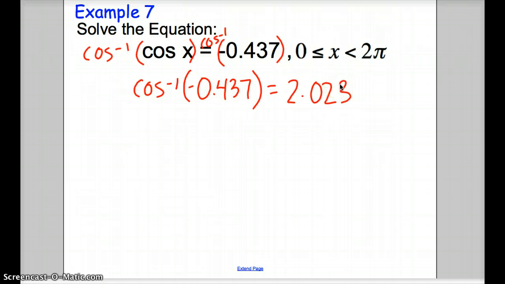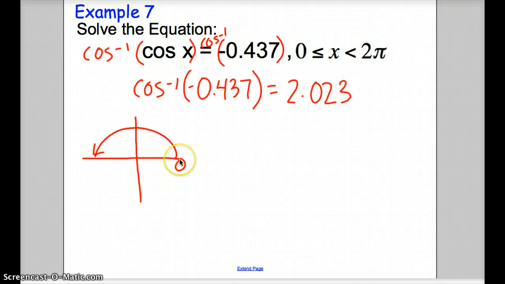I have one of the solutions, but we want to remember that the inverse will give answers only in its range. And cosine inverse has a range of 0 to pi. So we have to remember those important facts from chapter 4. Since the range is from 0 to pi, I have been given this answer of 2.02, and that happens to fall somewhere right in here. That is the first solution. I know it falls there because pi is 3.14, and half of pi is about 1.7. So I know that this falls approximately in this second quadrant.